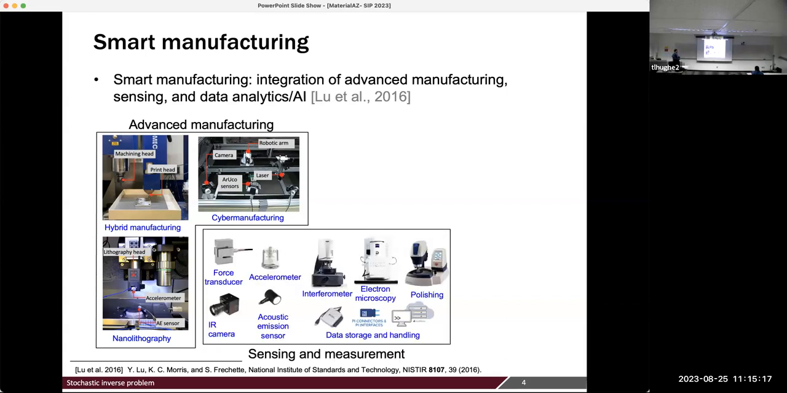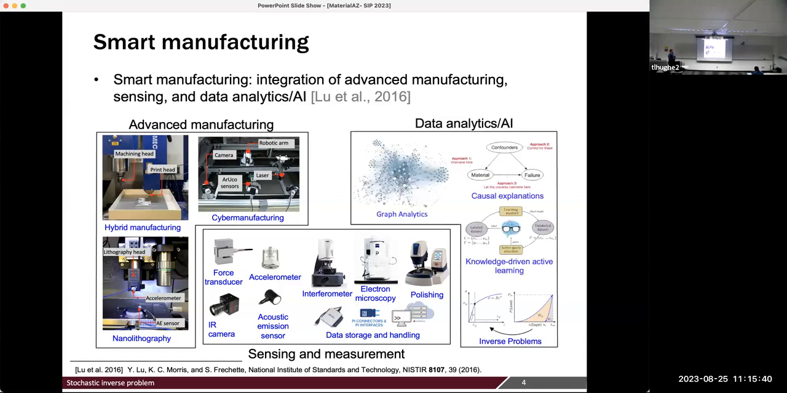From a sensing and measurement standpoint, I have worked on integrating different types of sensing techniques into manufacturing systems, and different types of measurement and characterization techniques such as electron microscopy and EBSD, to the point where I sometimes say that 70% of my PhD time was spent looking at these microstructures and figuring out what they are by doing etching and polishing. The third aspect of my work is data analytics, where I focus on graph analytics, causal inference, active learning, and inverse problems, which is the topic of my talk today.